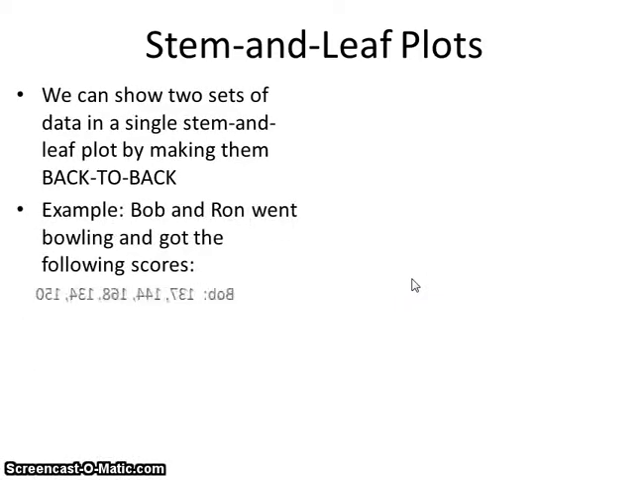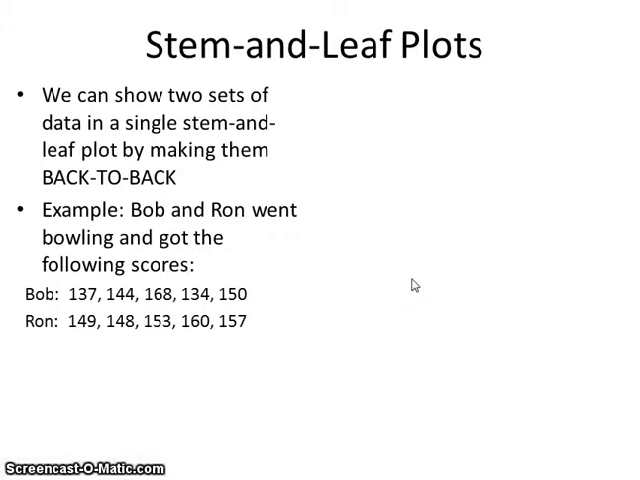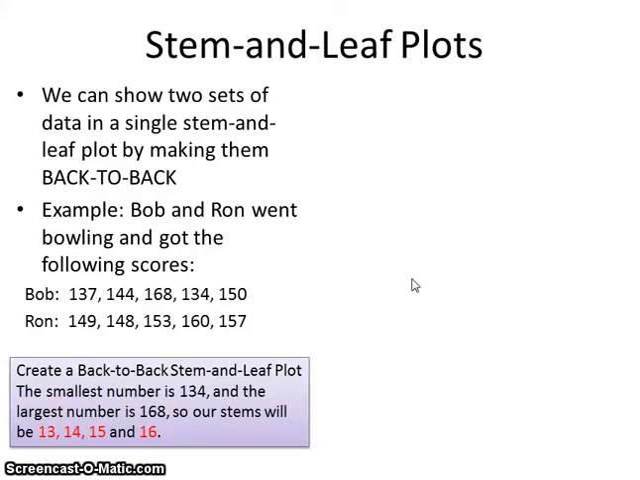Another example of a stem and leaf plot is called a back-to-back stem and leaf plot. We can show 2 sets of data in a single stem and leaf plot. For example, Bob and Ron went bowling and got the following scores. Please notice that these are triple-digit scores. Create a back-to-back stem and leaf plot.